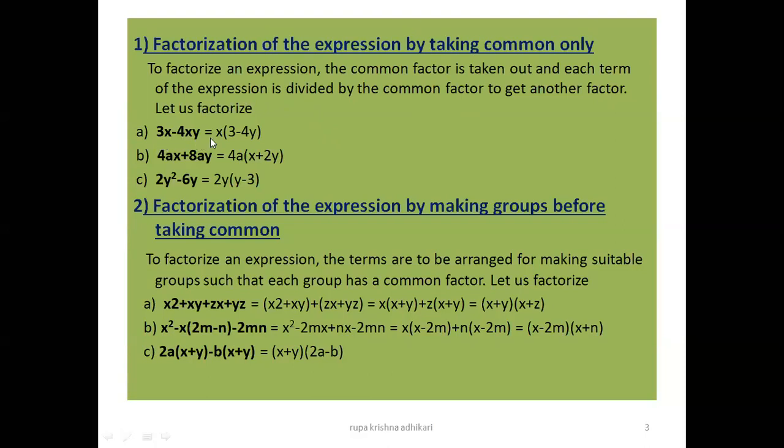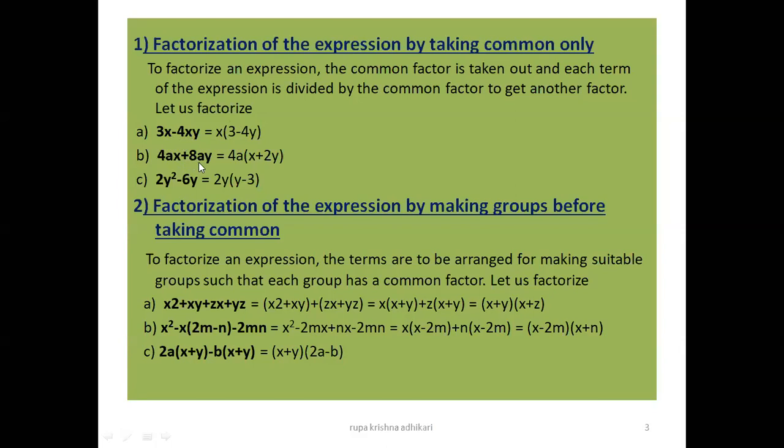How can you factorize it? You can see x is common here. In the first term x is present, and in the second term also x is present. So out of these 2 terms, I can write x as common. Now inside, what is left? If x is taken outside, 3 is left in the first term, and minus 4y is left in the second. So x and 3 minus 4y are the factors of 3x minus 4xy.